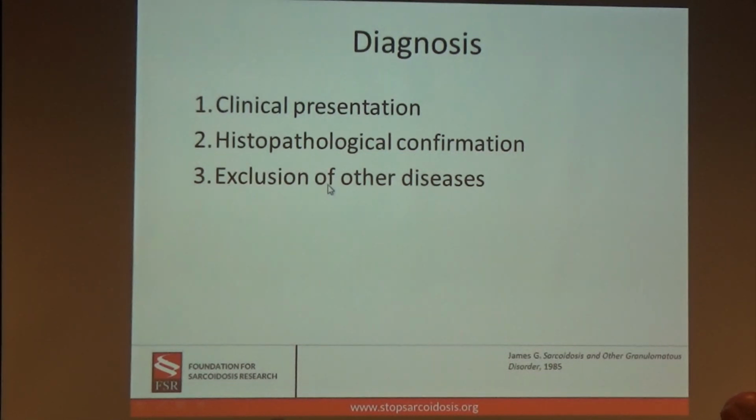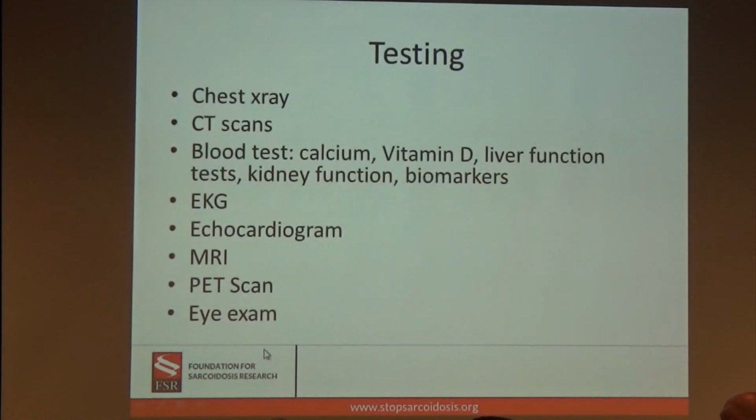Third, have I excluded other diseases? I'm going to show you a list in a little bit. I think I kept that slide of all the other diseases that can also cause granulomas that you have to think about to make sure. Once you've checked off all three of these, the right clinical presentation, the right pathology, the right kind of granulomas, and exclusion of other diseases, then you can say your patient has sarcoidosis.